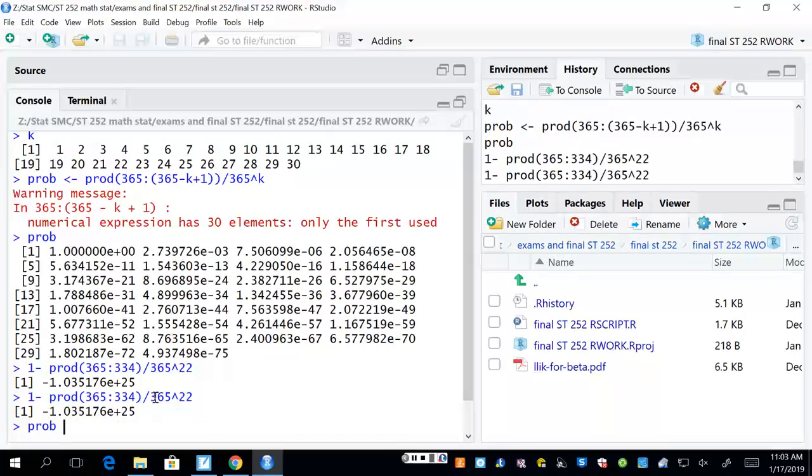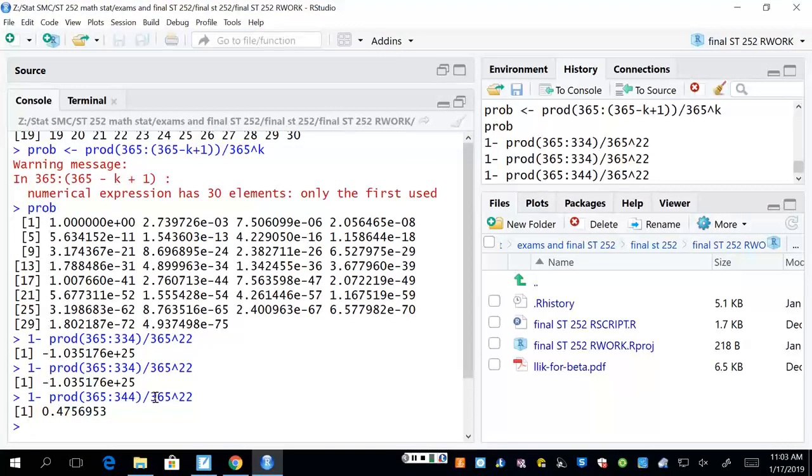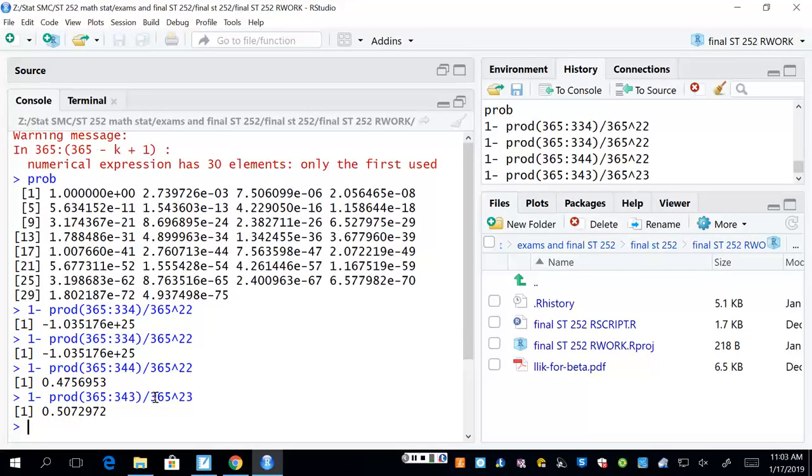So let's go back up here. Where am I? 344. So it's about 47%. It's pretty near equal, right? So actually, if we had one more person, this would go down one more, and it would be slightly over 50%. So there's almost an even chance that somebody in this room has a duplicate birthday. Are you interested in finding out?